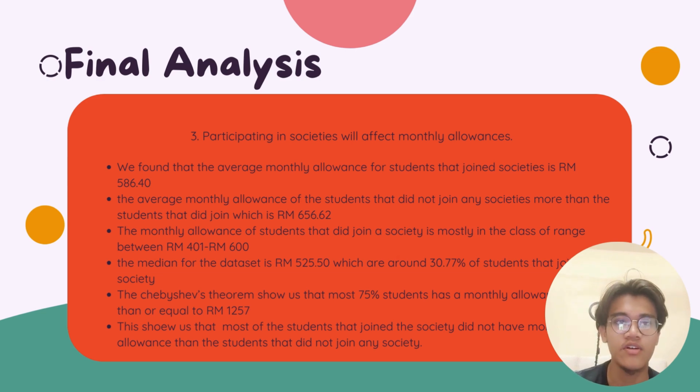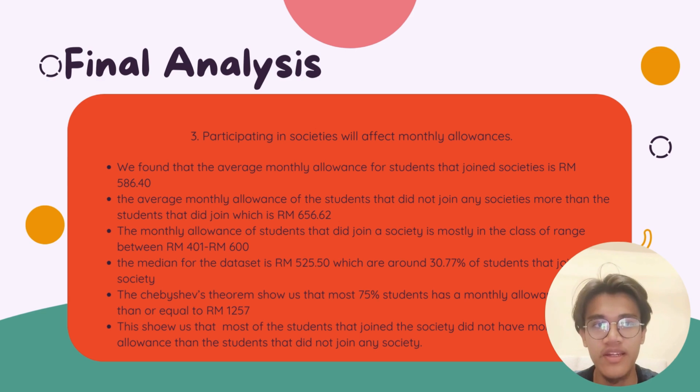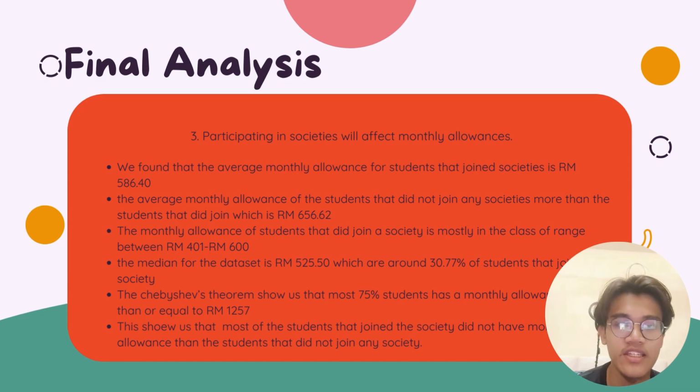And lastly, our last hypothesis is participating in societies will affect monthly allowances. We found that the average monthly allowance for students that join societies is about 586 ringgit and 40 cents. The average monthly allowance of the students that did not join any societies is more than the students that did join, which is 656 ringgit and 62 cents.